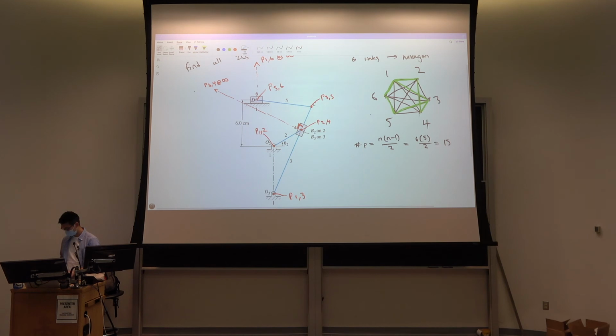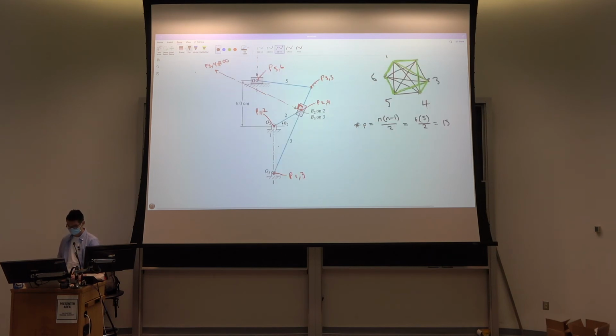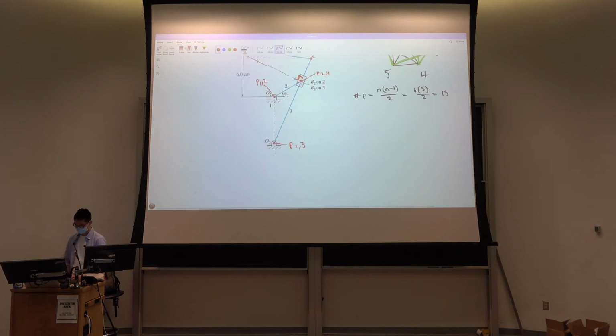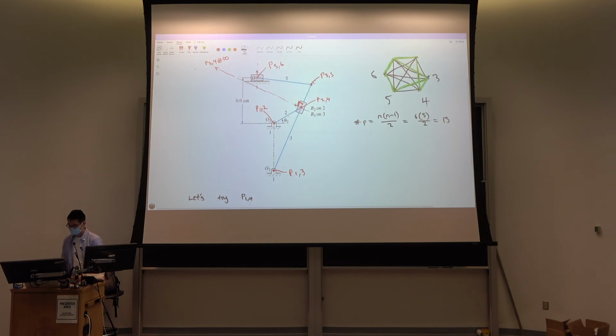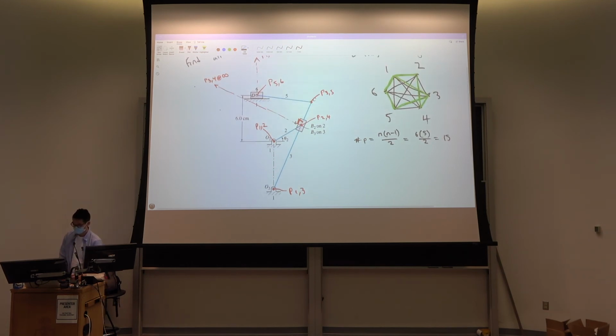Okay, let's try P14. I have the benefit of already knowing which ones work. Let's try P14. So remember what I told you about finding candidates that work well with Kennedy's theorem, right? We are looking for two triangles where the instance center is the only edge of those two triangles that we haven't found yet. Yeah, question?